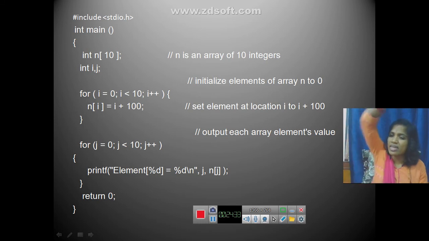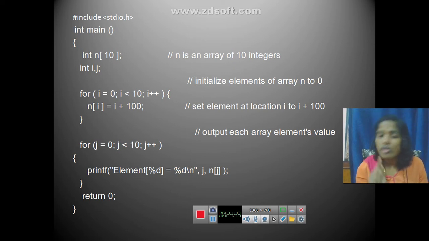You are accessing the same array. n is nothing but the same array. So n[0], what was that? Element 0 will be 100. Element 1, you are incrementing your j value also. So when j is incremented by 1, element 1 will be 101. Element 2 will be 102, 103, 104, 105, and so on up to when the j value becomes 9.